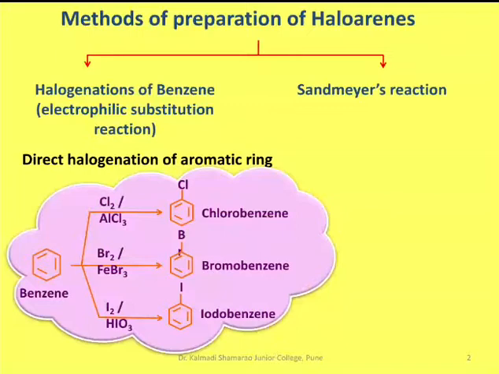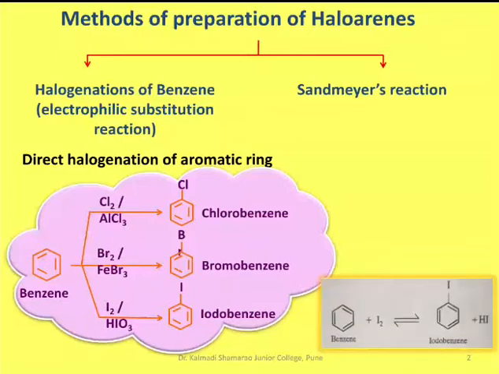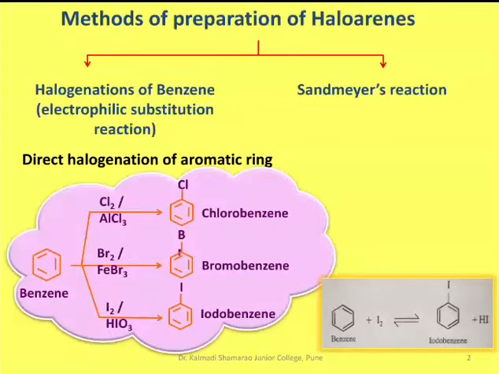Chlorobenzene is prepared by direct chlorination of benzene in the presence of Lewis acid AlCl3 as a catalyst. Similarly, bromobenzene can be prepared by direct bromination of benzene in the presence of Lewis acid FeBr3. Students, here Lewis acids such as AlCl3 or FeBr3 are usually called halogen carriers because their function is to carry halogen to the aromatic hydrocarbon.